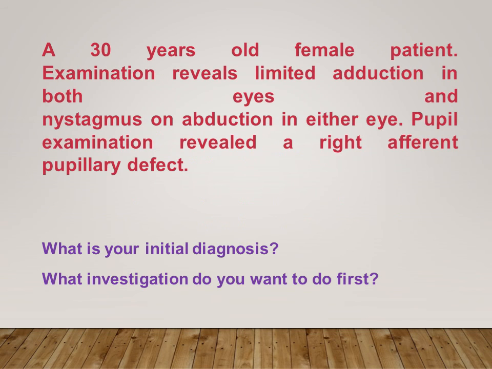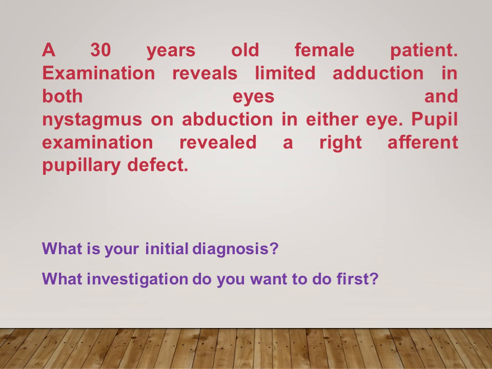A 30-year-old female patient. Examination reveals limited adduction in both eyes and nystagmus on abduction in either eye. Pupil examination revealed a right afferent pupillary defect. What is your initial diagnosis? What investigation do you want to do first?